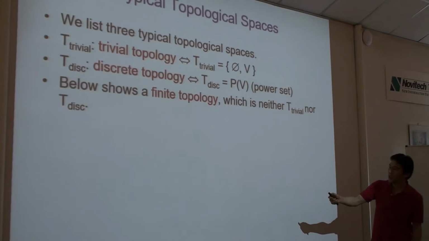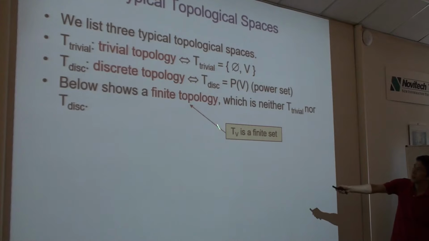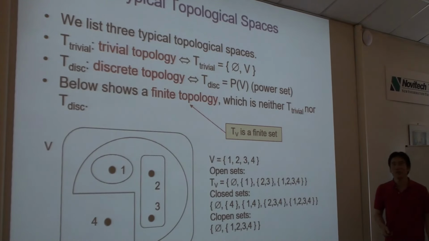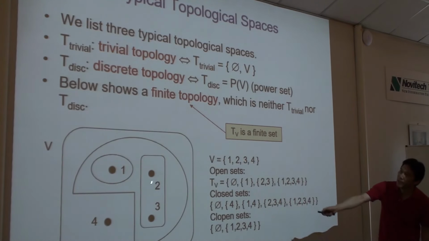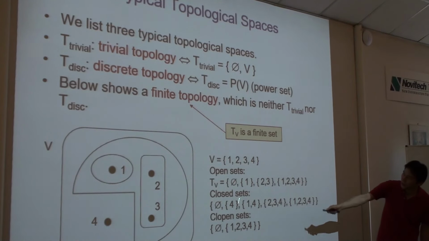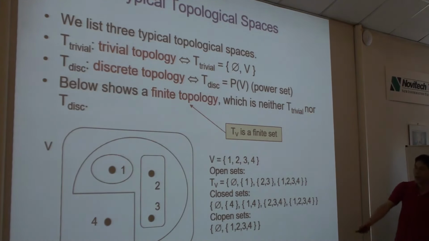And the finite topology refers to the case where the set of open sets is just a finite set. One example is something like this one. There are 4 points here, and a circle refers to an open set, so that's the total open sets here. The open sets are written here. The closed sets are just the complements of those open sets. If you compare the open sets and closed sets, you find that the empty set and the entire set are the only clopen sets in this topological space.